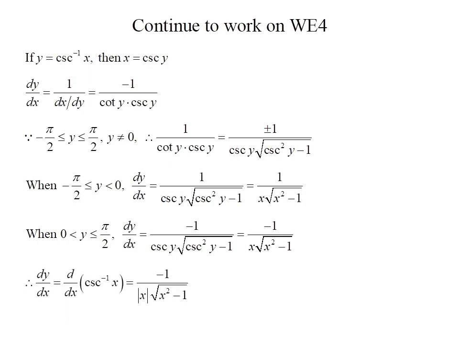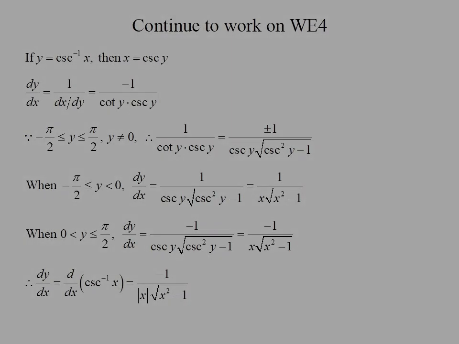In summary, based on the above, the expression of the derivative of arc cosecant x can be summarized to the reciprocal of the negative product of the modulus x and the square root of x squared minus 1.